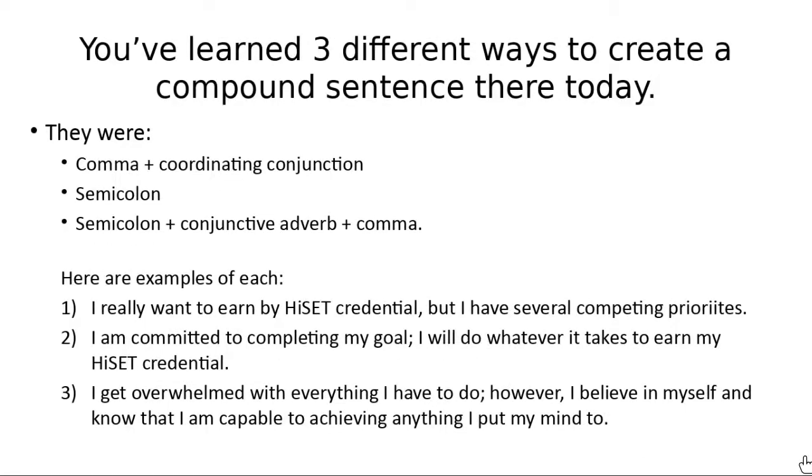So here are the three different ways that we talked about today in order to create a compound sentence. So you know that a compound sentence consists of two independent clauses. And the first way that we talked about was to use a comma and a coordinating conjunction. And this is an example of what that looks like in practice. I really want to earn my HiSET credential, but I have several competing priorities.